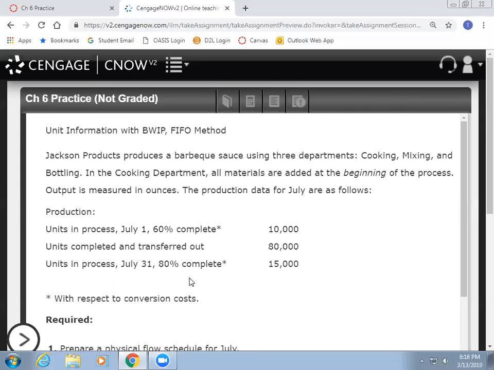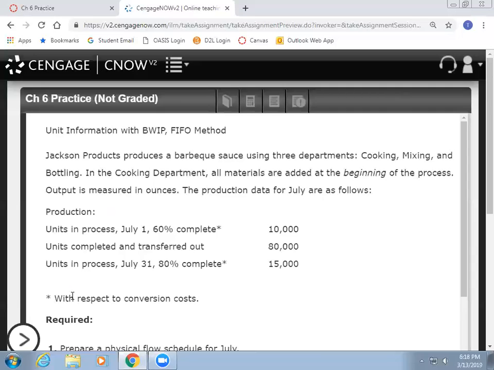It's just a little trickier to account for, but when we go through it, I don't think it's too bad, hopefully. We'll break it down. It can really get tricky when materials get added at different levels in the process. Here, all the materials are added at the beginning of the process, so anything that's in work in process is already 100% complete as far as materials go. That's what that means.